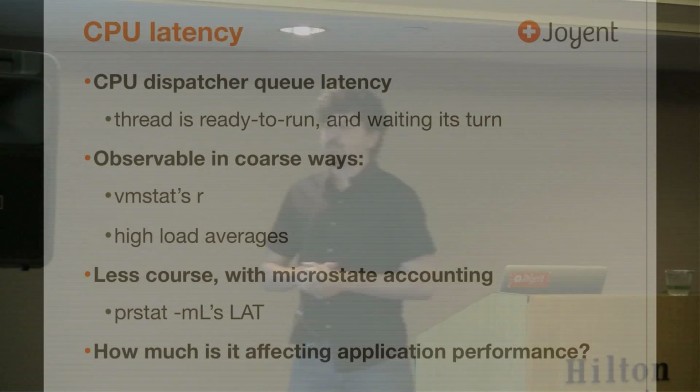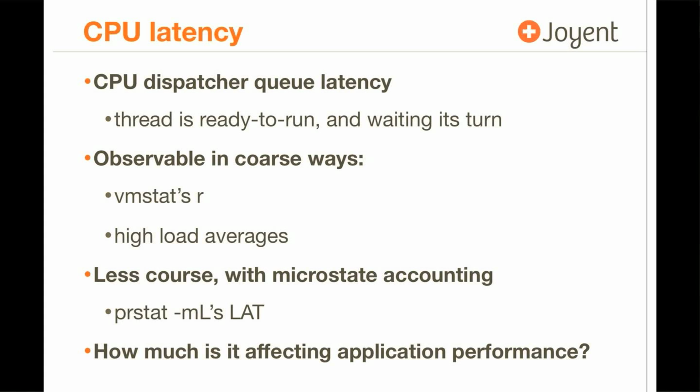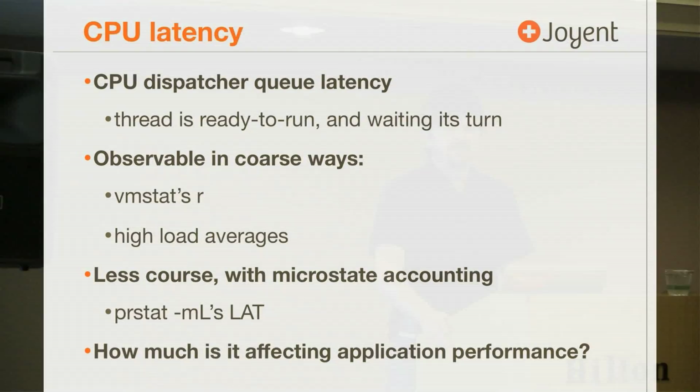The next example problem I want to go through is CPU latency, still on CPU. Now things start to get a bit worse. CPU dispatcher queue latency is where a thread is ready to run and waiting its turn. It is observable in coarse ways. vmstat's r column, which is the ready to run. On some operating systems, that's really not updated that often, so it's updated once a second. So you go and look at the clock routine in the kernel. I've been meaning to fix that for a while.